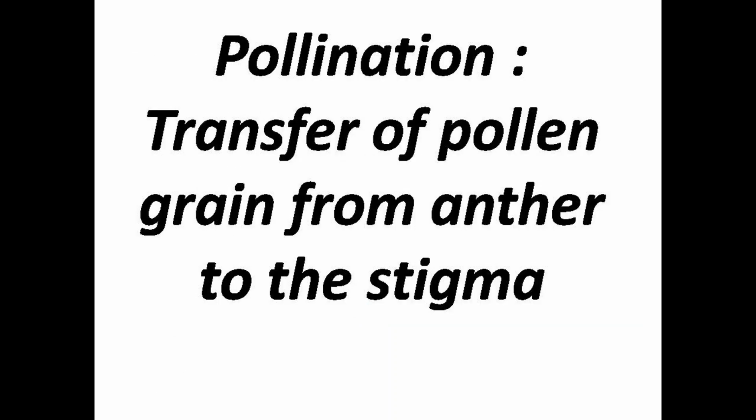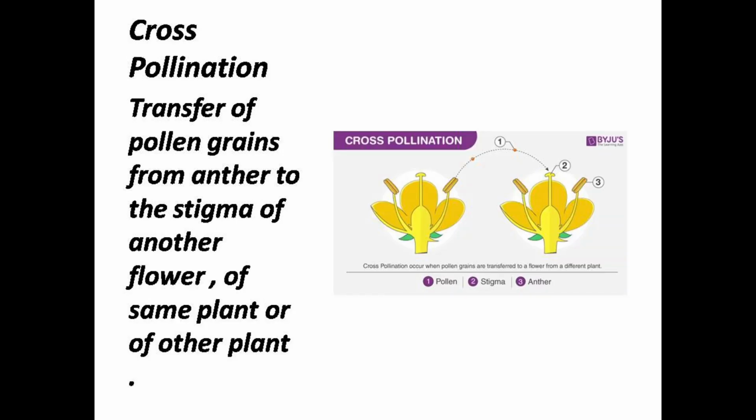Moving on further to pollination, the transfer of pollen grains from the anther to the stigma of a flower is called pollination. Pollination is of two types: self-pollination and cross-pollination. When pollen grains are transferred from the anther of a flower to the stigma of the same flower or of another flower born on the same plant, it is called self-pollination. An example is pollination in pea flower.